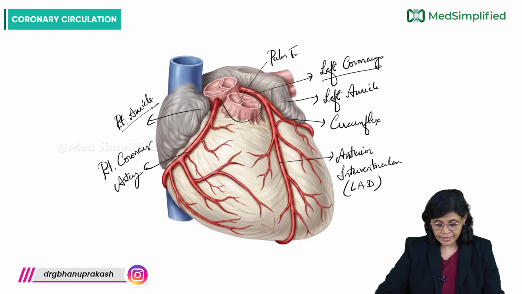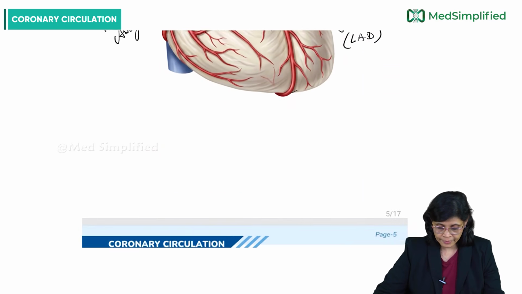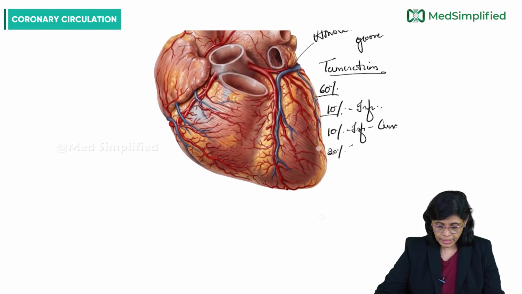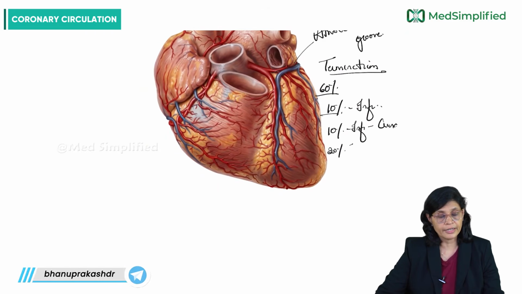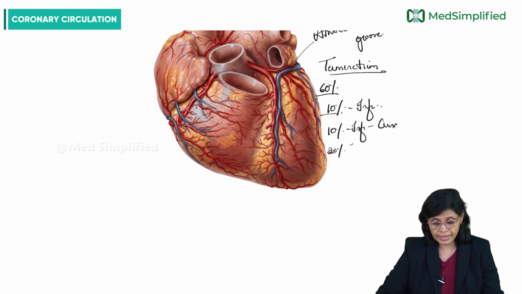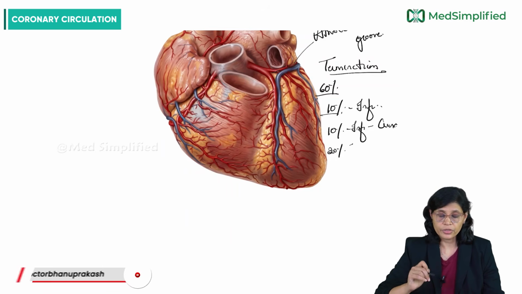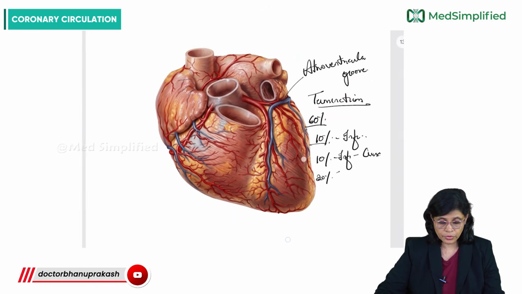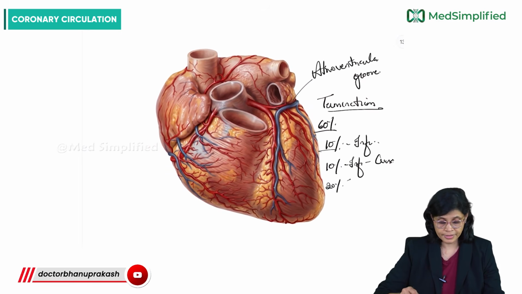This anterior interventricular artery will wind around the inferior border, and then it will anastomose with the posterior interventricular artery, which is a branch of the right coronary. And the circumflex winds around the left atrioventricular groove, and at the crux of the heart it will anastomose with the right coronary artery. So that is the course of each of these coronary arteries.